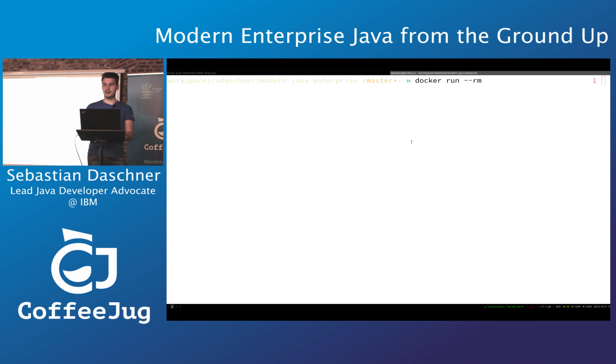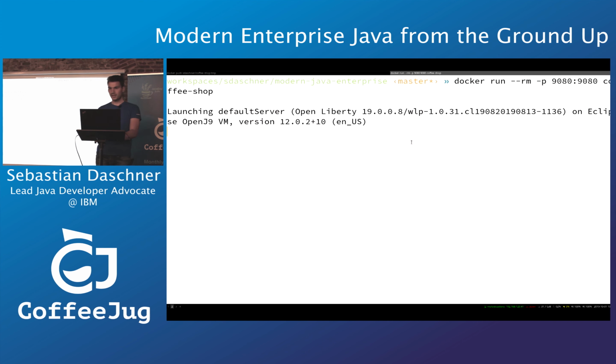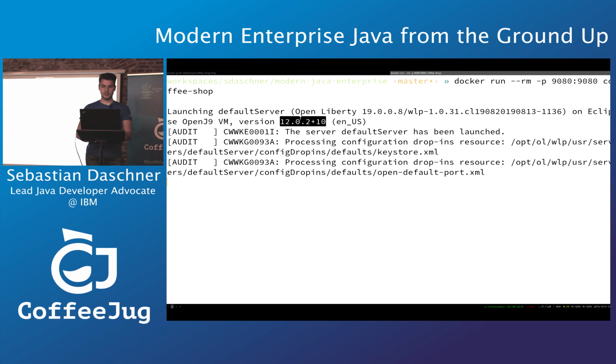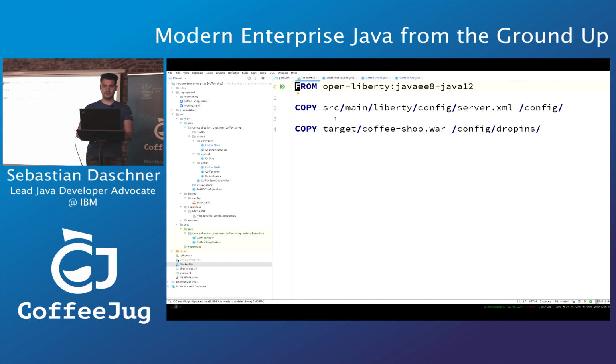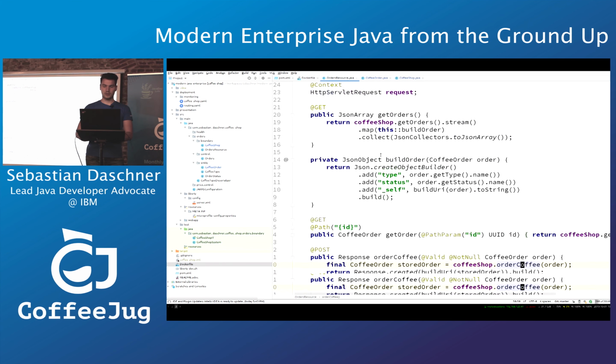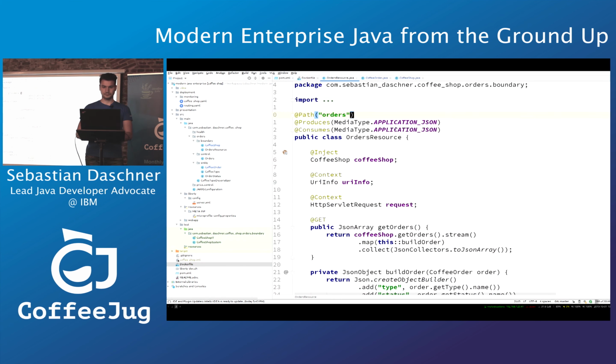Otherwise, we finally run our application. We typically run our Docker images by docker run, in this case with port 9080, which is the default port for OpenLiberty, and we say CoffeeJUG. Then we start OpenLiberty with Java 12, and it starts this server. Then, if we remember, we can finally go and order some coffee here.